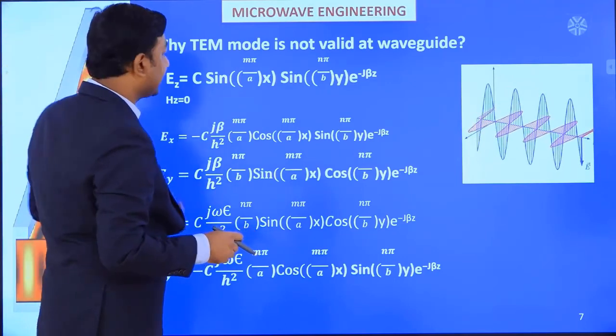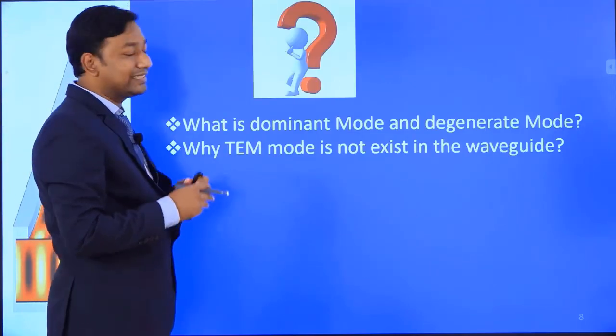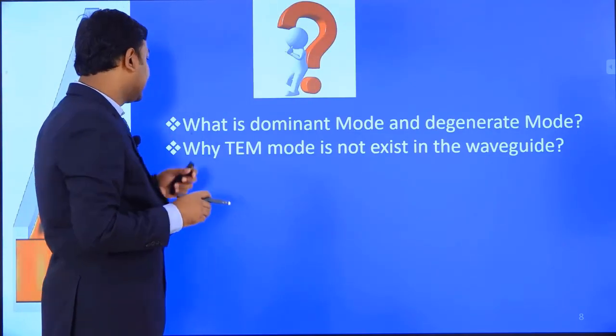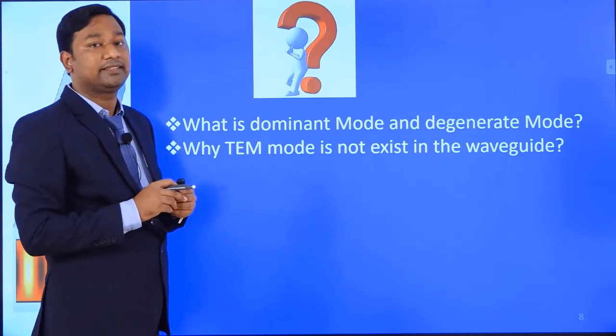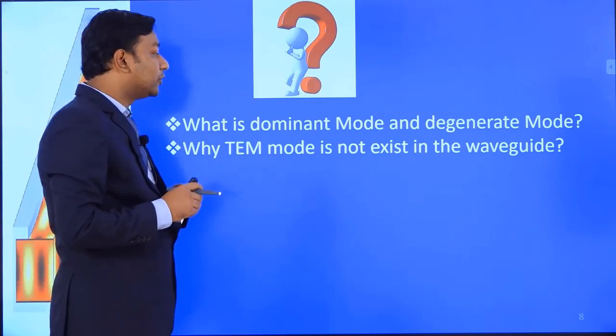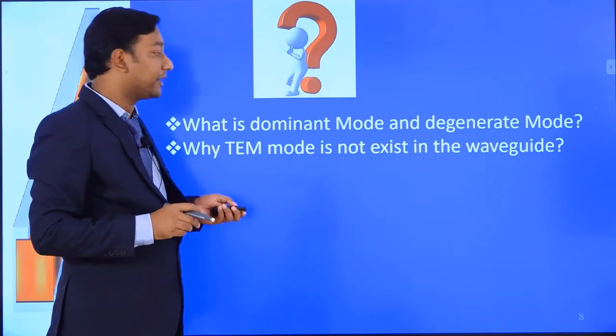Now we will move to the next point. Those were the questions related to what is dominant mode, what is degenerate mode, and why TEM mode does not exist in the waveguide.